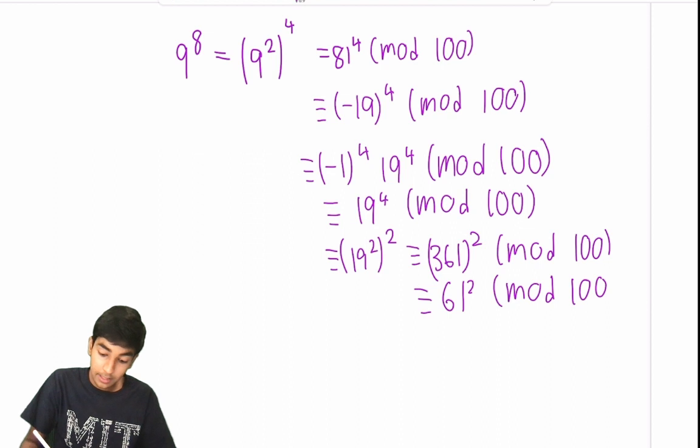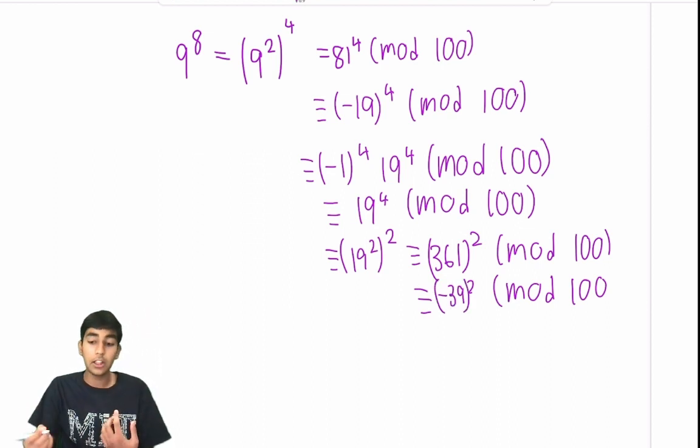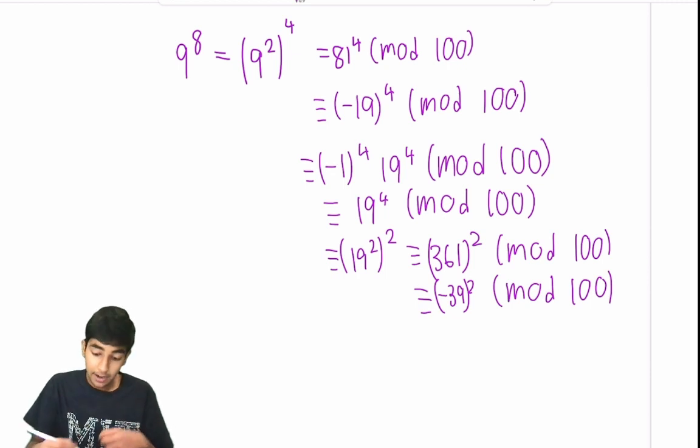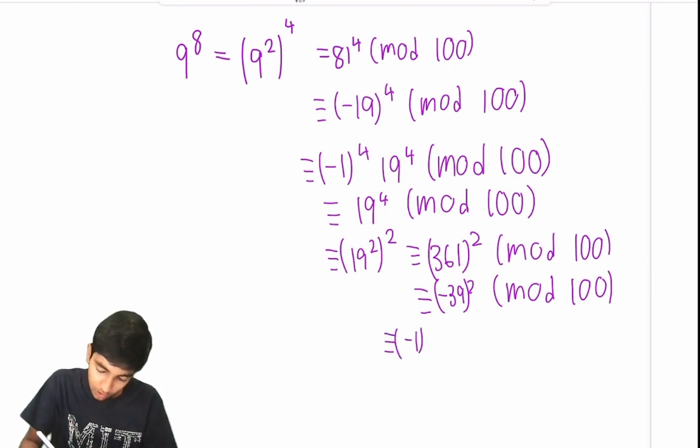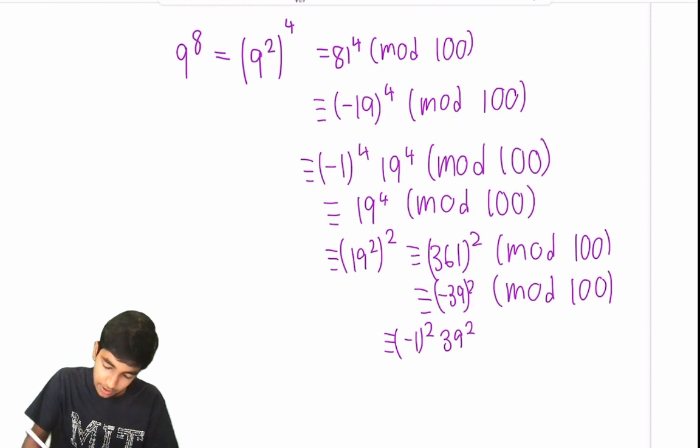Or rather, we can let it be negative 39. That's actually going to be better, right? Negative 39 squared mod 100. And now we can do a similar operation. Negative 1 squared, 39 squared. Negative 1 squared is just 1, so just 39 squared mod 100.